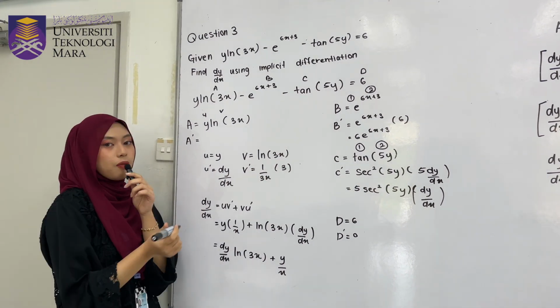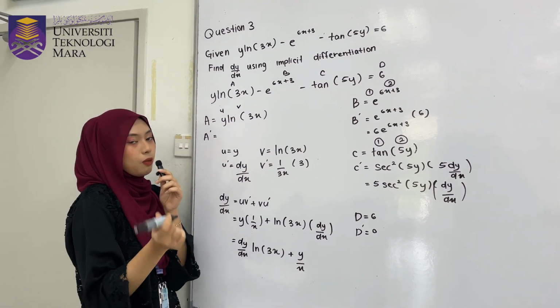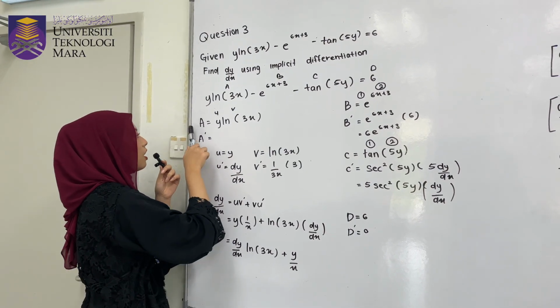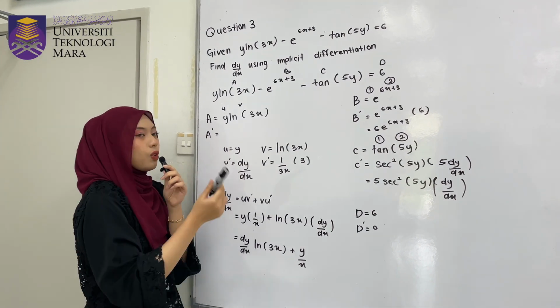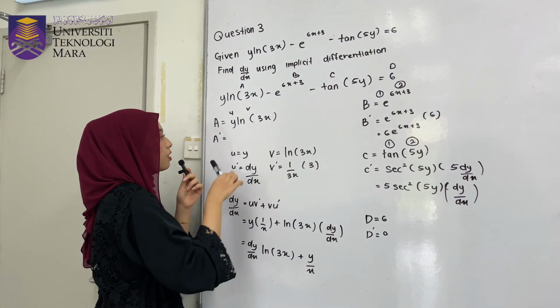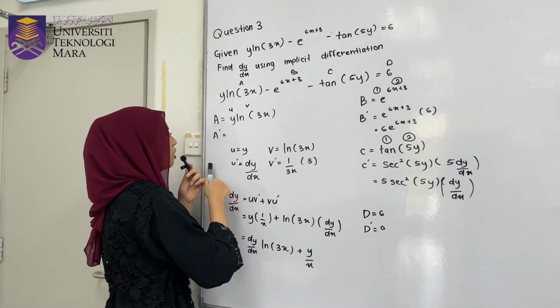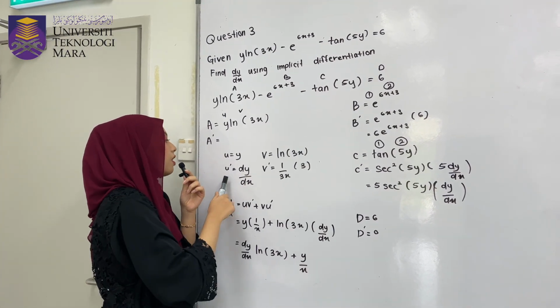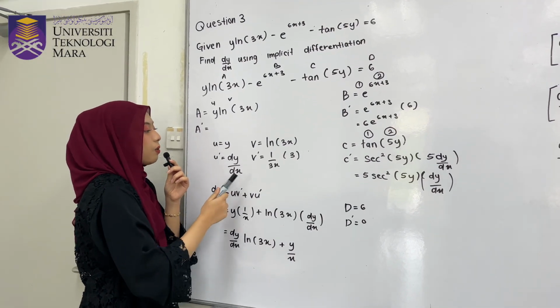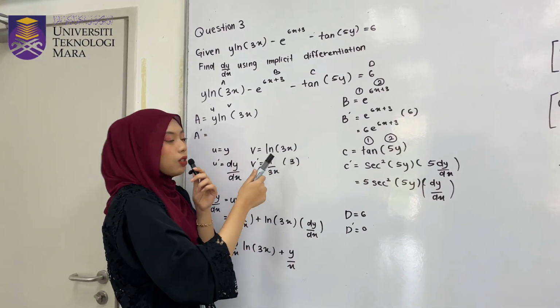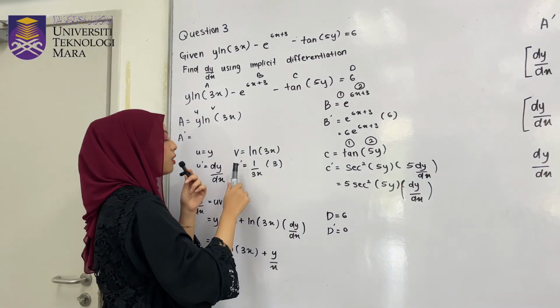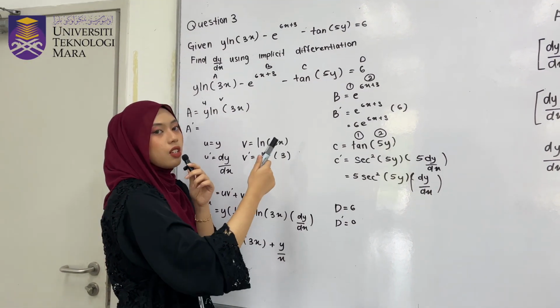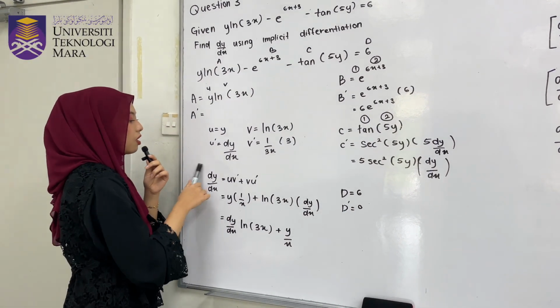First we have to derive each part, and we start with part A, which is A equal to y ln 3x. We are going to use the product rule. This is the u and this is the v. So u equal to y, then u prime equal to dy/dx, and then we have ln 3x, and when we derive it, v prime equals 1 over 3x multiplied with 3.